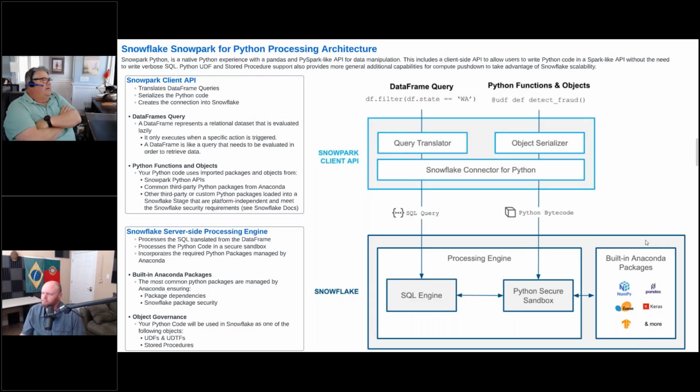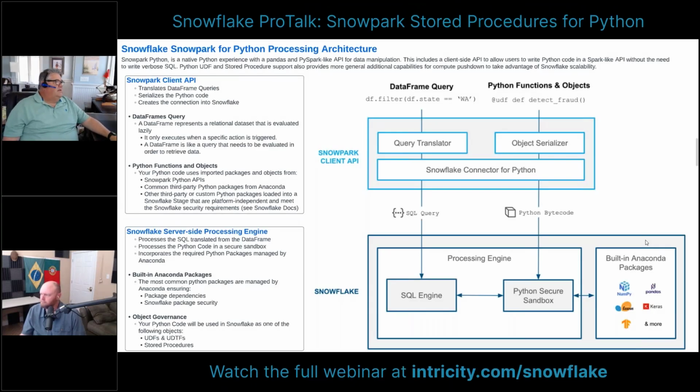Snowpark for Python, native Python experience with a pandas kind of PySpark-like API. So we have a client-side API to allow users to write Python code. And then we also have the server-side processing engine. So let's talk a little bit about the Snowpark client API and what's going on there, which is illustrated here in the top section of this diagram.